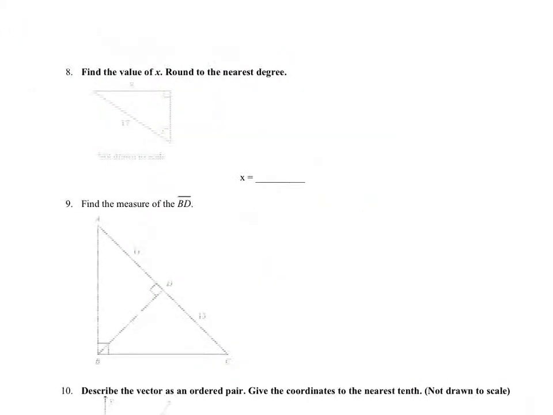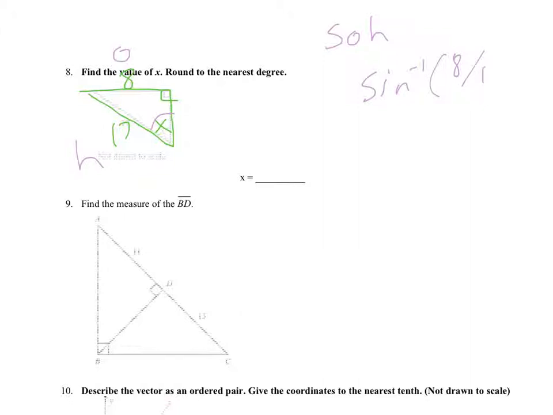Here we are looking for the missing angle. In relationship to this angle, 17 is the hypotenuse, it's opposite the right angle, and 8 is opposite. So that's going to be the sine ratio, but remember, if I'm looking for the angle, I'm going to use the sine inverse. Then I use my sine ratio of opposite over hypotenuse. When you plug that in your calculator, round it to the nearest degree, you should get 28 degrees.